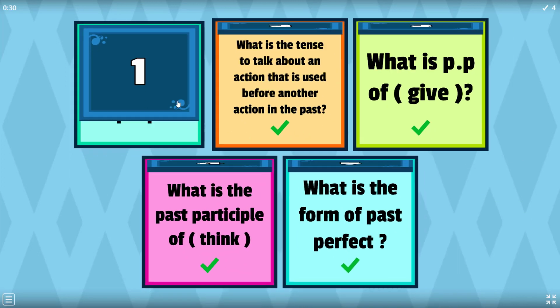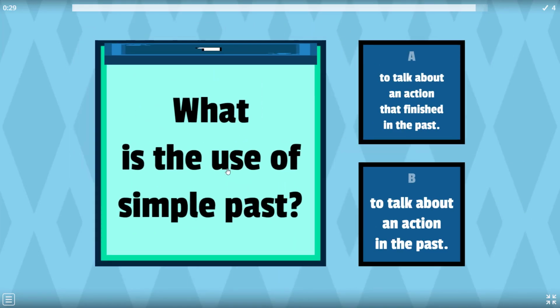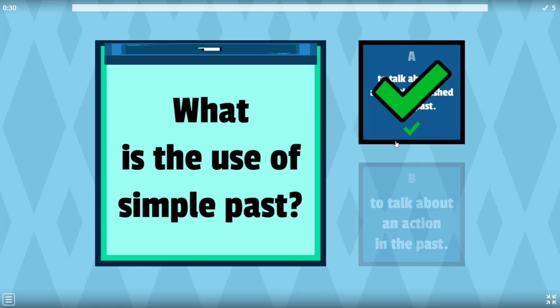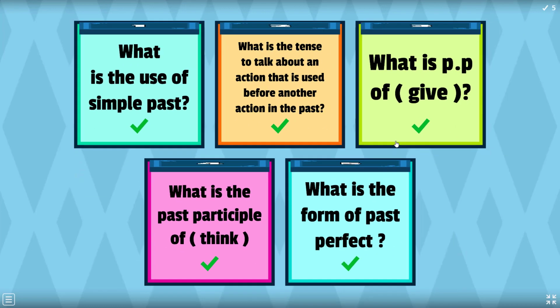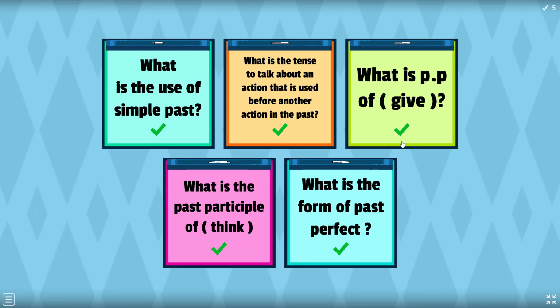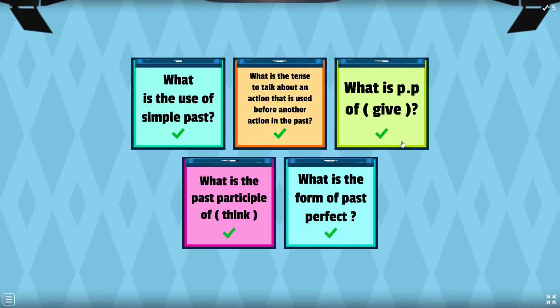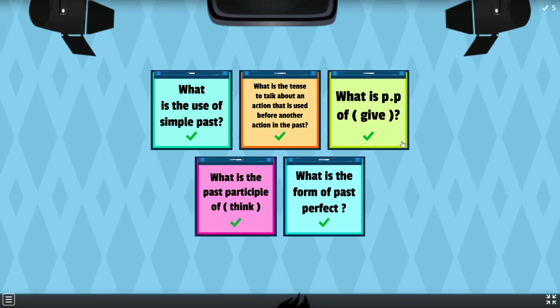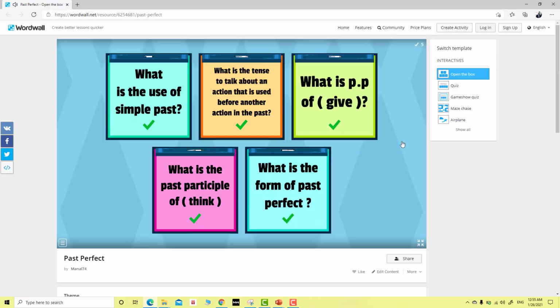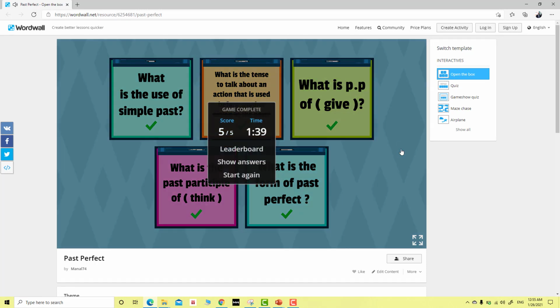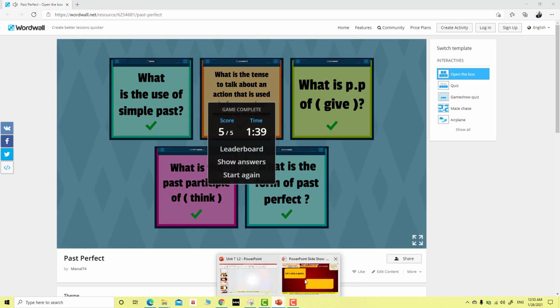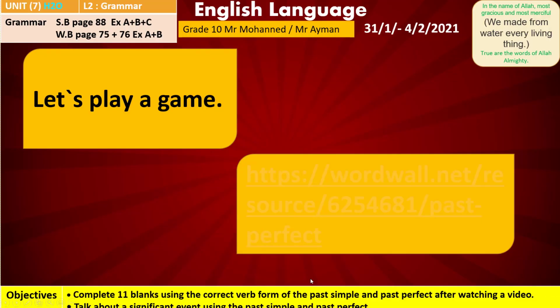Let's go back to number 1. What is the use of the past simple? To talk about an action that finished in the past. We learned from our first mistake. Okay, dear students, we shall go back to our slides and to the next one.